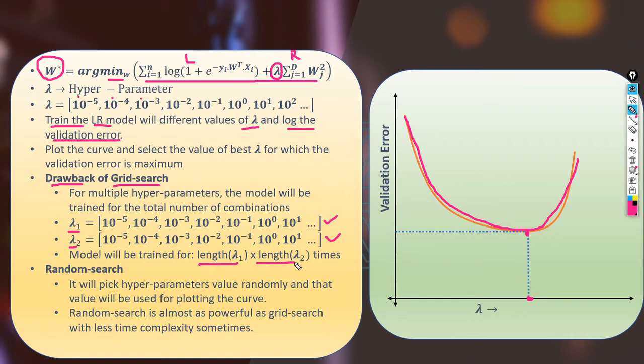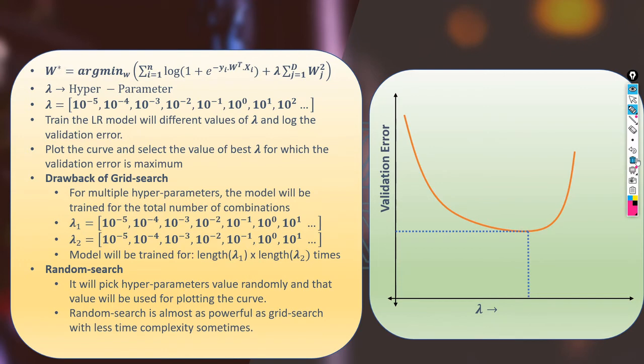So if both lambda 1 and lambda 2 are 100-dimensional lists, having 100 separate lambda values each, then the total number of combinations will be 100 into 100, right? So that many times your logistic regression model should run, right? For this combination first, then for this combination, then for this combination. So this is how a total of 100 by 100 combinations of logistic regression should run.